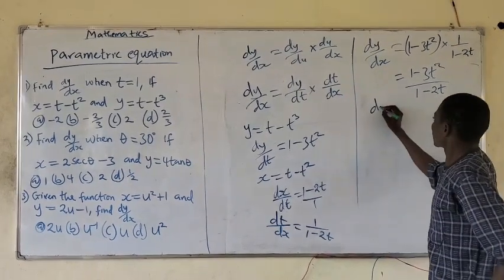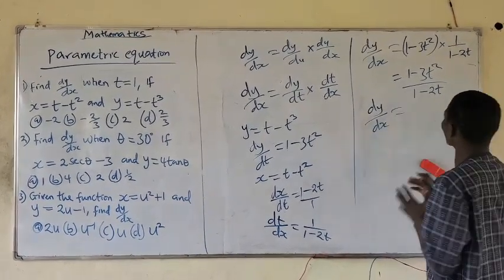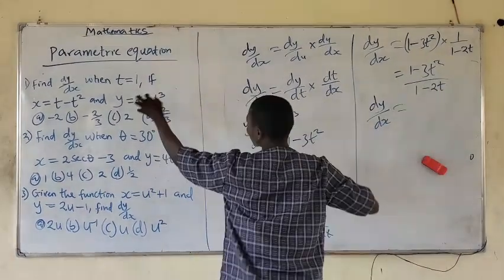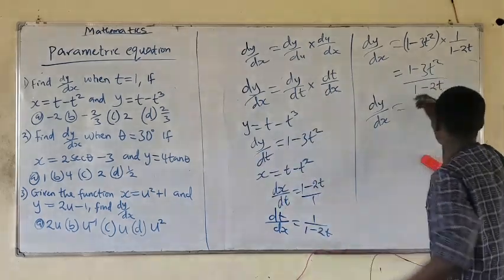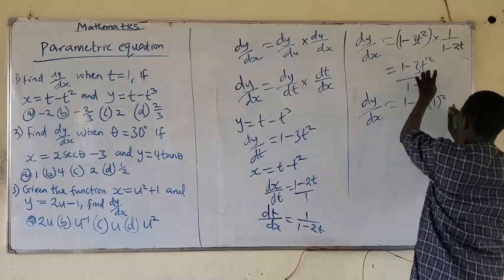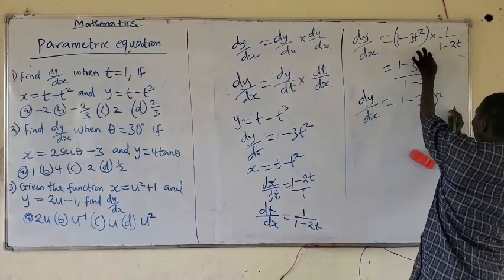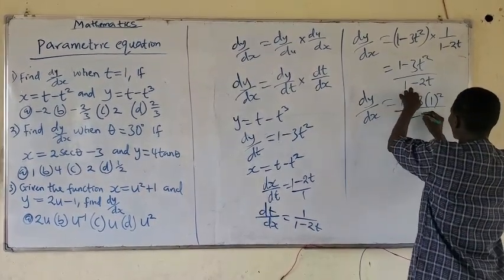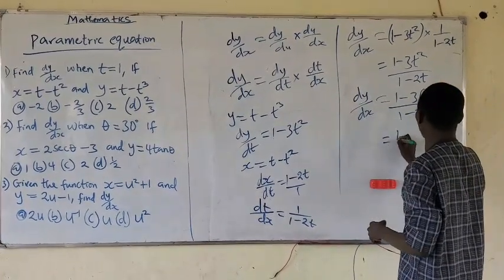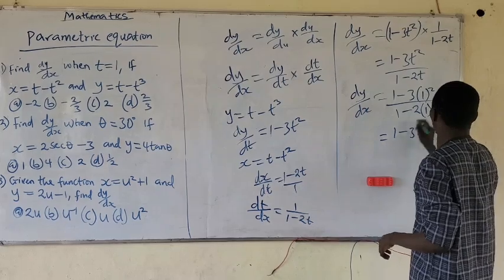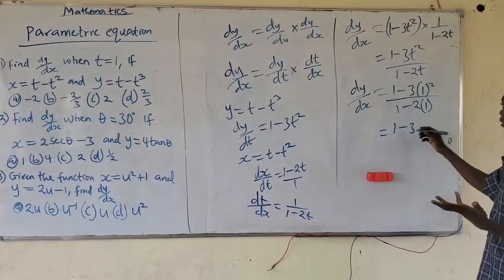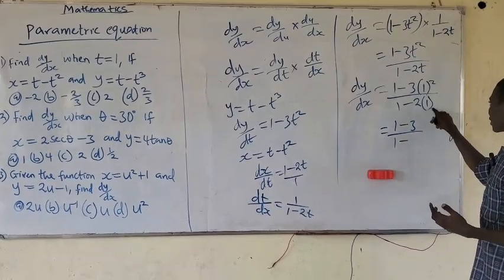Okay, now our dy/dx equals to, now we have the value of t is given to be what? 1. So let's substitute 1 into the value of t. We have 1 minus 3 into brackets 1 squared, of course, you know that this t is 1, so we have to put the square on top, over 1 minus 2 into brackets, what's our t? It's given to be 1. So this will give us 1 minus 3. Of course, you know that 1 squared will give you 1. So 1 times 3 will still give you 3, over 1 minus 2 times 1 will give you 2.